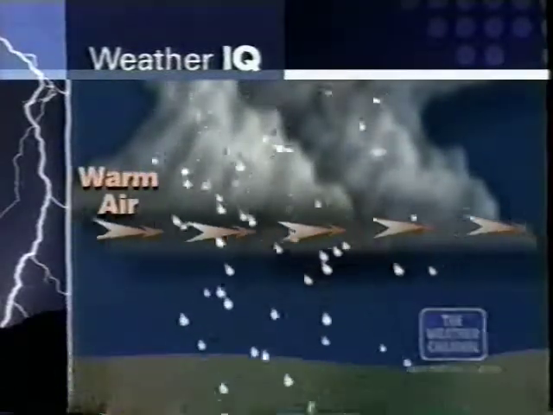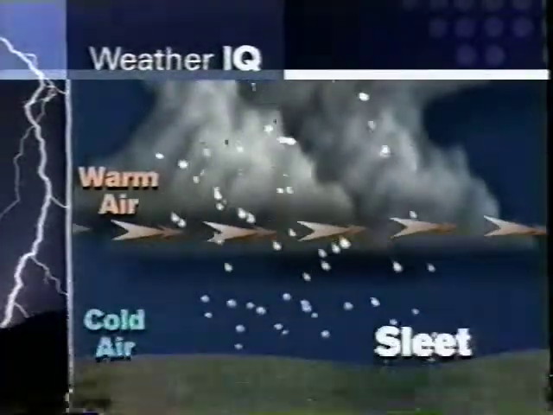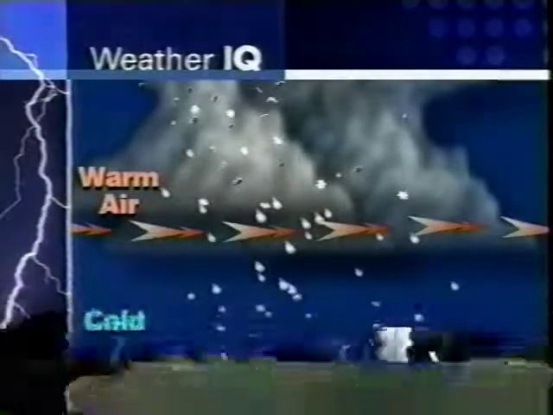Sleet and hail are both pellets of ice that form by two entirely different processes. Now, in wintertime, sleet occurs when snow falls from clouds and encounters a layer of above freezing air that melts the snow. But if there is a deep enough layer of cold air above the surface, the rain refreezes as ice pellets, or what's commonly known as sleet.